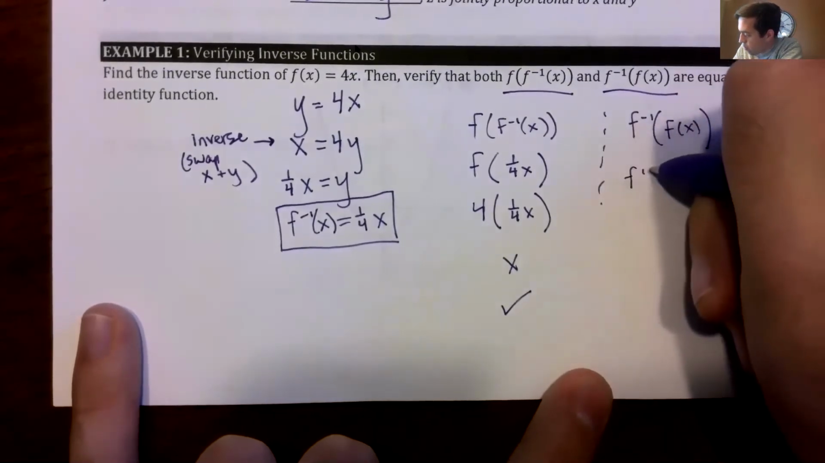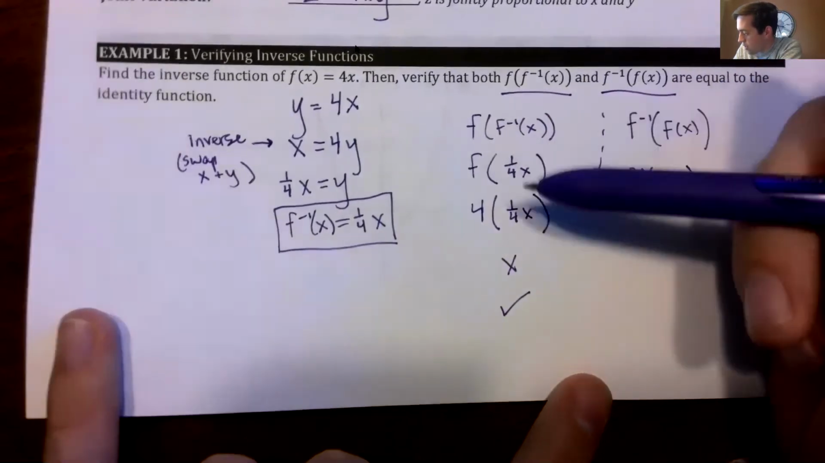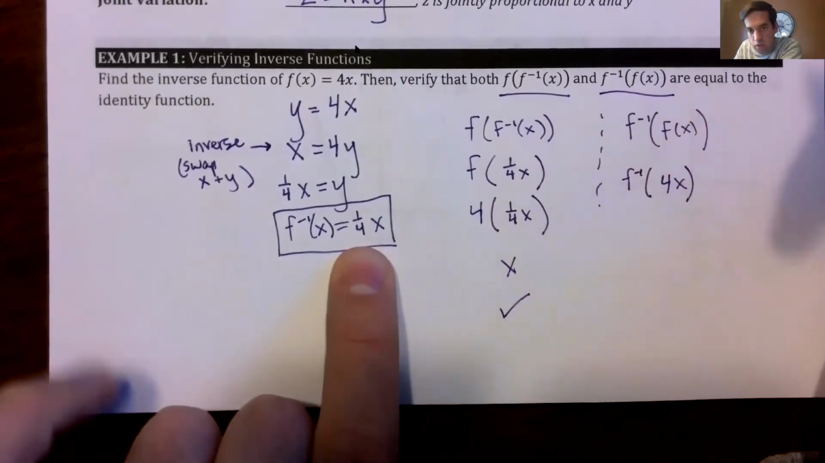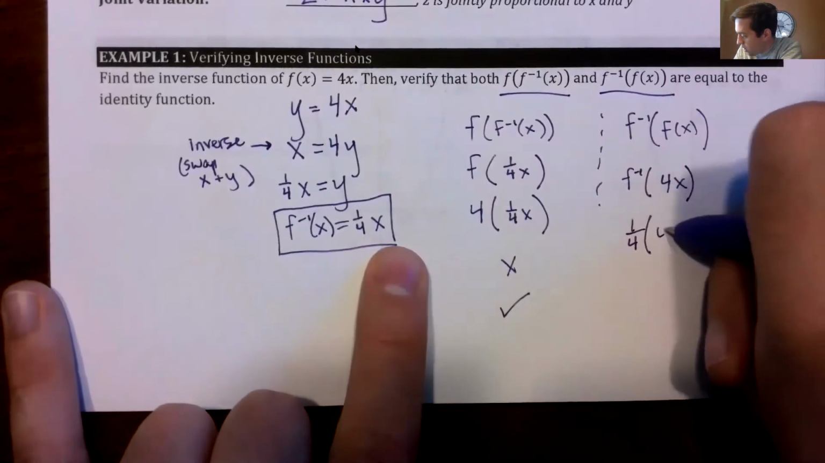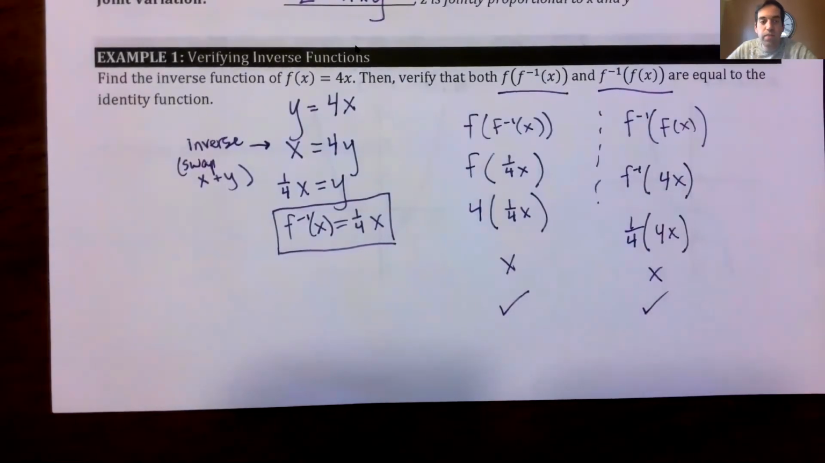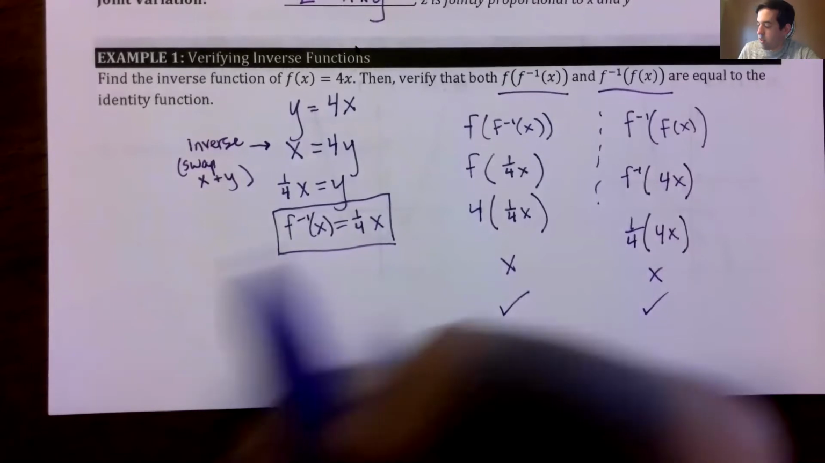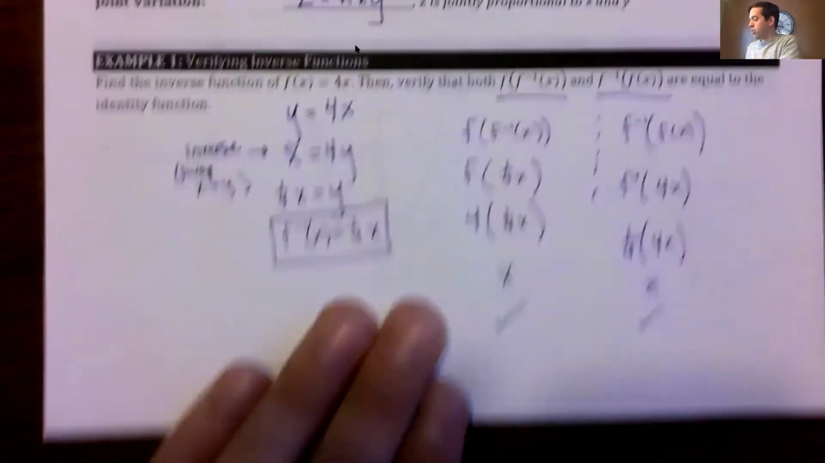Now we're going to try the other way around. So we do f inverse of 4x. So we're plugging 4x in for x in the inverse version. So we have 1/4 times x, which is now 4x. And again, that simplifies to x. All right, so it worked. So we've verified that both versions of the compositional functions are equal to the identity function. Therefore, these are 100% inverses. Definitely worked. This is the inverse of this. Let's keep going. Example 2.